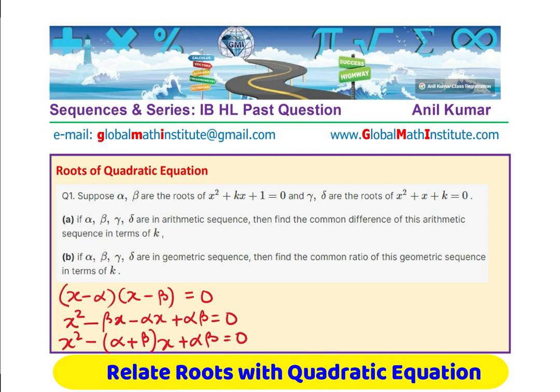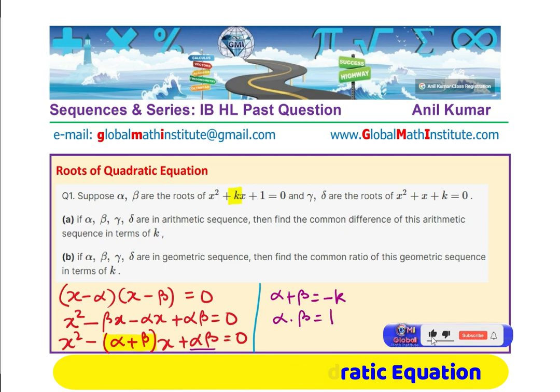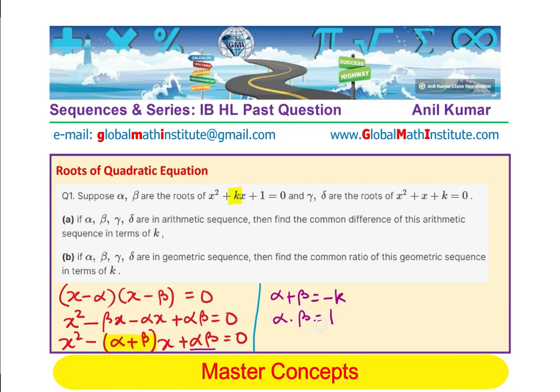What you notice here is that the coefficient of x is the sum of roots with negative sign. So we can relate that to the equation. We can write that alpha plus beta is equal to, in this case, plus k with a negative sign, so minus k. And also, the product of roots is 1: alpha times beta is equal to 1. So alpha plus beta is minus k, and alpha times beta is plus 1.